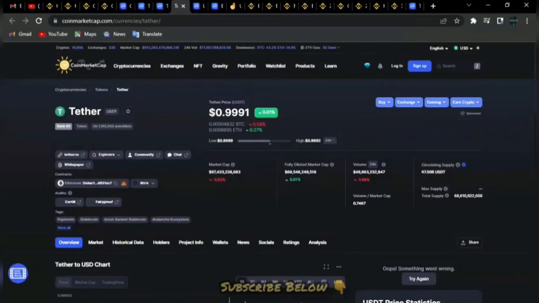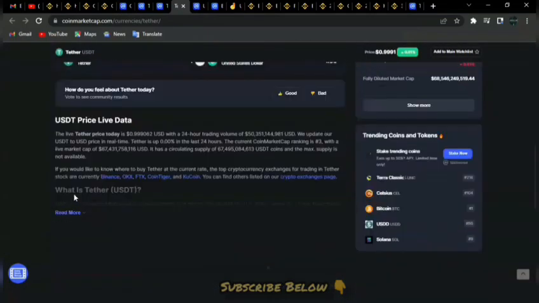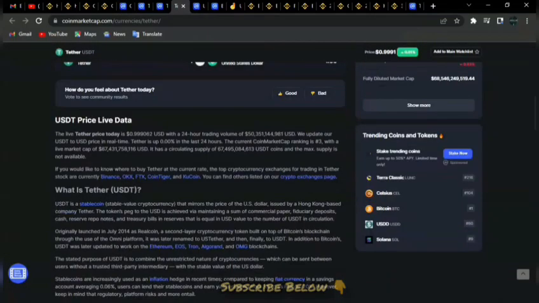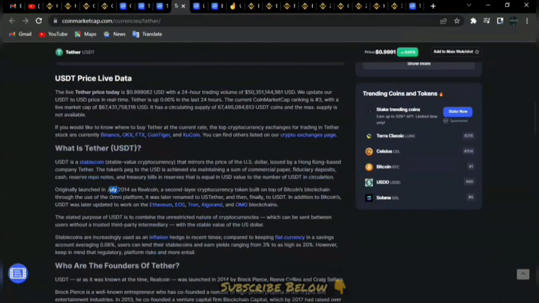Now looking at Tether, you can see the price of Tether is currently at 0.9991 as of recording. The price is usually $1. It was launched in July 2014, and it was initially called Realcoin. So the link will be in the description box so you guys can check it out.